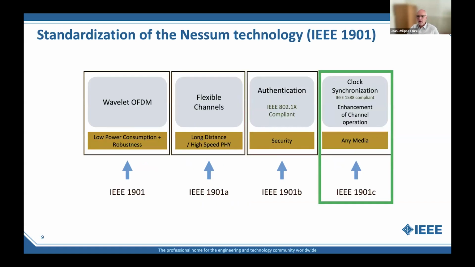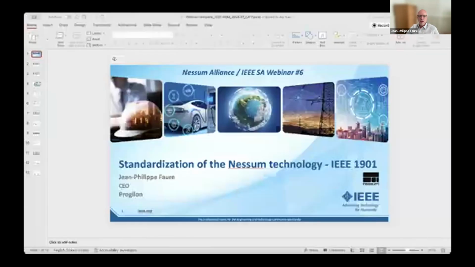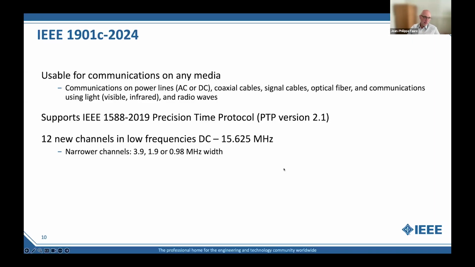Then the latest amendment is 1901C, and basically, as I explained before, we expand to any media. So it's not only a power line, AC or DC, or coax cable, signal cable, but also we included optical fiber and communication using light, visible or infrared, and radio wave as well. So we have an option to go to very short distance radio wave, high speed. In some use cases, it's very convenient.